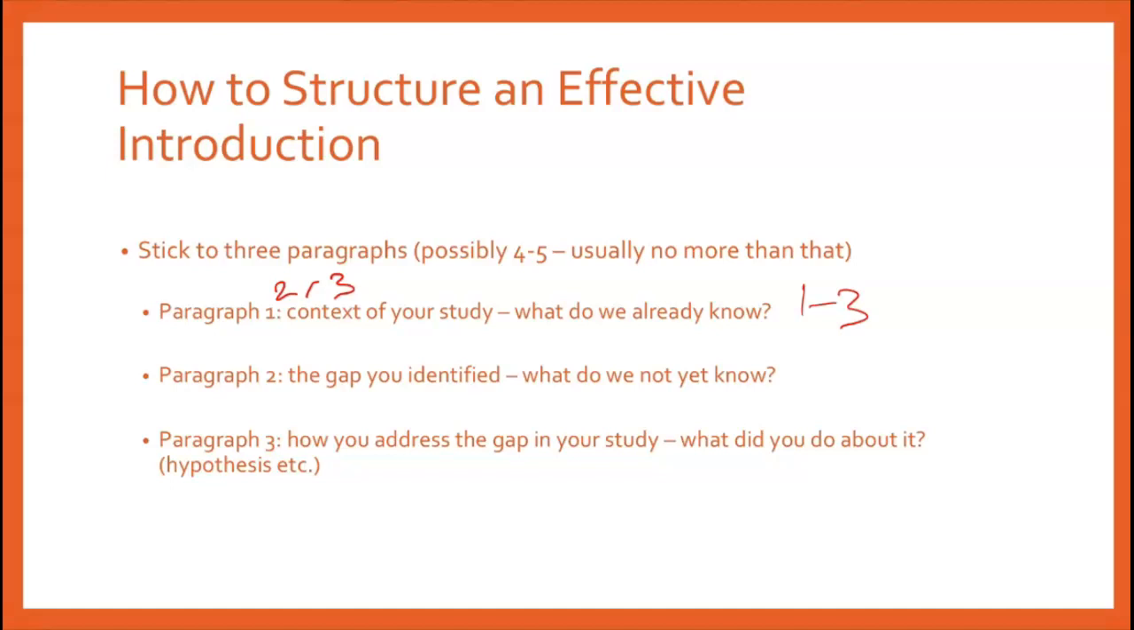So let me walk you through what goes into these different sections. It's based on what we've discussed in the previous slide. The first 1 to 3 paragraphs should provide that general background, the context of your study, really emphasizing what we already know about this topic. What have major studies found? What have been some of the major breakthroughs, findings, treatments, if it's in a clinical context, and so on?